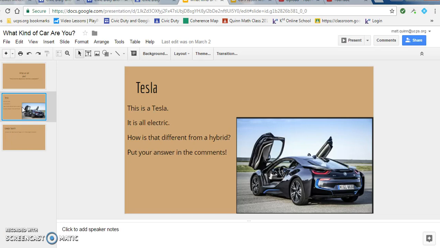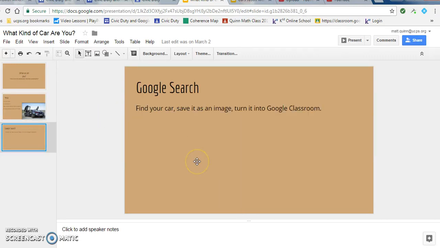This is a Tesla, right? Maybe this is what I think I am. This is a pretty cool car. I think Tesla's cool. I think it's a cool company. It's all electric, and we talked a little bit about how that's different from a hybrid, and then we put some answers in comments. This was kind of, like I say, an engagement piece. No risk. You don't have to know any math or do any math.